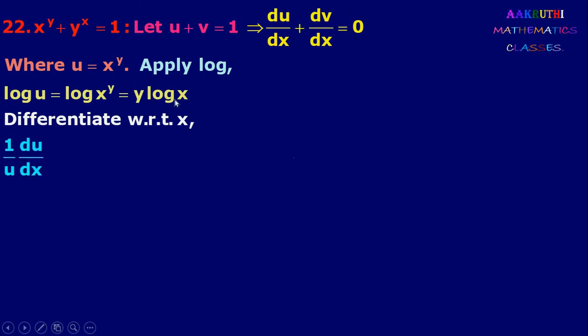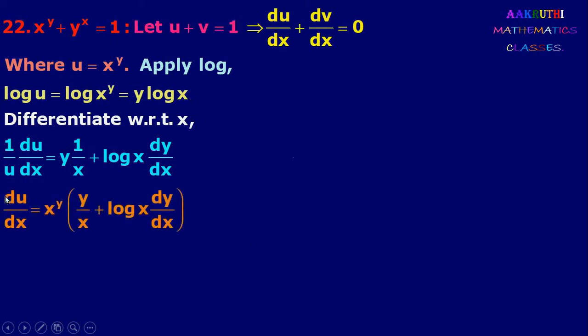And y log x is uv rule. y is first function, log x differentiation is 1 by x. And log x is second function, right as it is, and y differentiation is dy by dx. Now take u to this side and we can write du by dx equal to u into y by x plus log x into dy by dx. And substitute u value, x to the power y. So therefore du by dx is x to the power y into y by x plus log x into dy by dx. Now we find dv by dx.